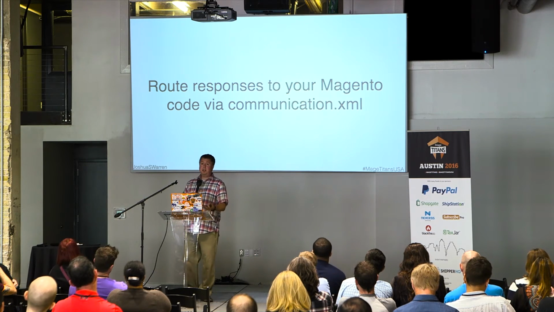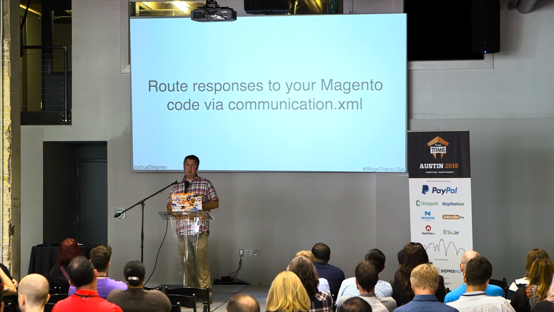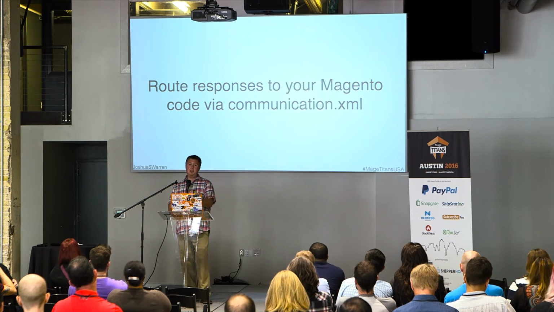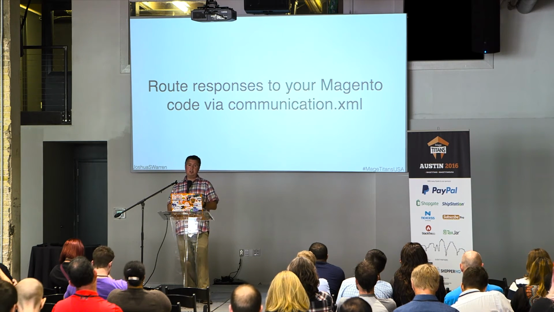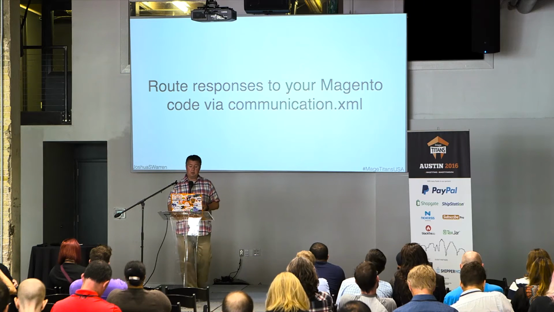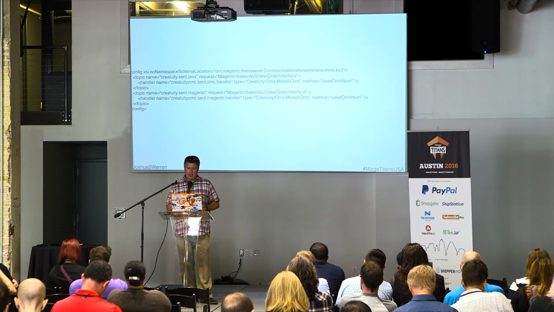And then when responses come back, so I've talked about how Magento can push messages into Rabbit. Magento can also be a consumer. It can actually pull messages back out of those queues in Rabbit. So in our case, when we send an order out to that OMS, we're going to want to get a response back that'll have some information in it that aids us in our order processing. And that's all done via communication.xml.